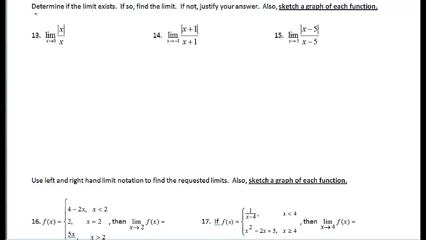Okay, paying attention to the directions, determine if the limit exists. If so, find the limit. If not, justify your answer. Look, we're returning to sketching a graph of each function.